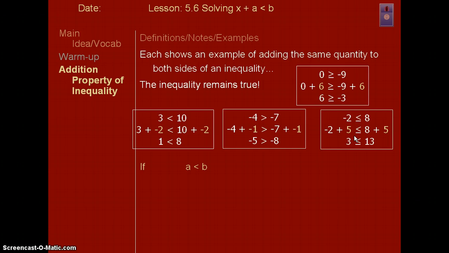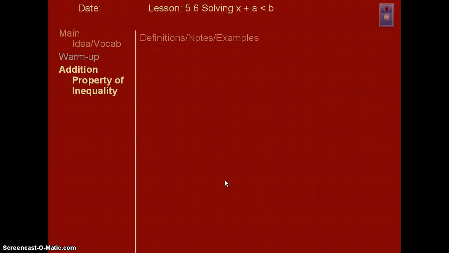This is the addition property of inequality. It says if A is less than B, if you have two quantities compared with an inequality, and you add the same thing to both sides, then A plus C is also less than B plus C. This would work if the inequality was greater than, greater than or equal to, less than or equal to, and also the not equal to symbol. At this point, I'm going to ask you to save, again, maybe about half a sheet for some in-class examples, and you are done with today's notes.